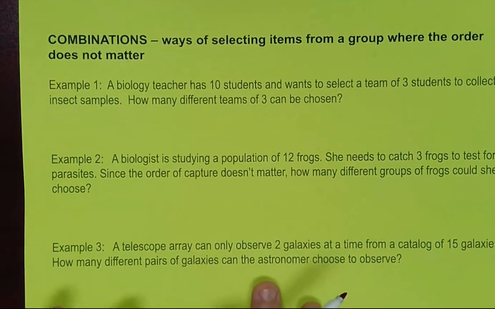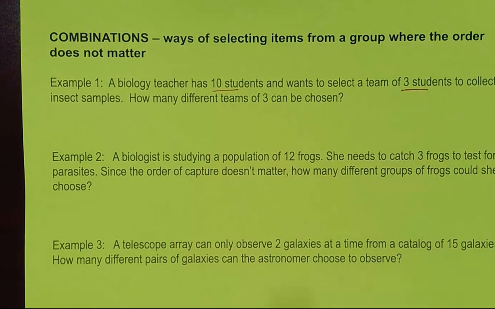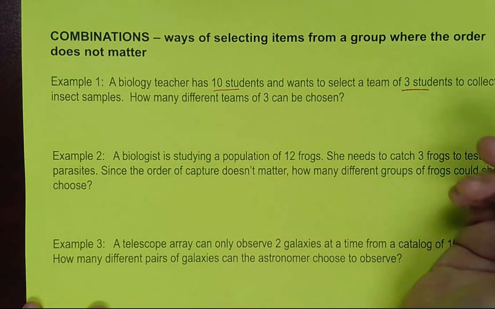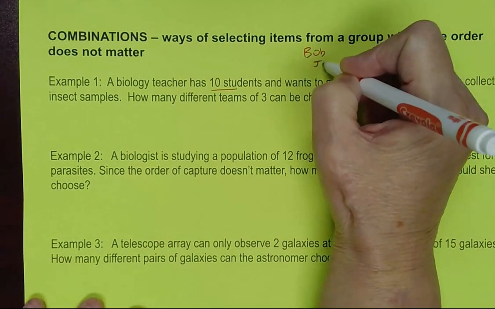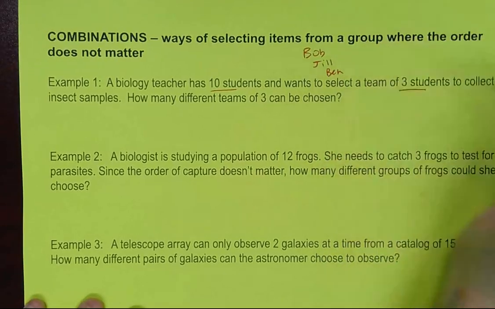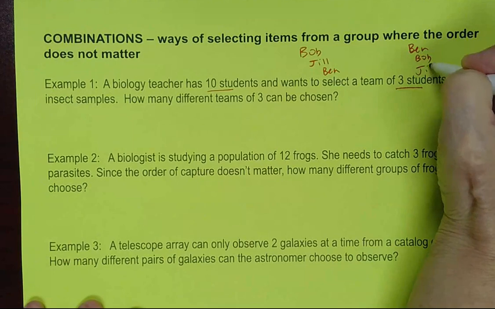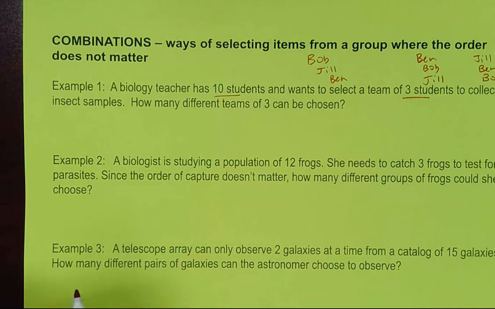And so I have a biology teacher with 10 students, and she wants to select a team of 3 students to collect insect samples. How many different teams could be chosen? And here's how order doesn't matter. When I think about different teams or different groupings, if I say Bob, Jill, and Ben, that's the same group as Ben, Bob, and Jill. And it's the same group as Jill, Ben, and Bob. So that group of 3 is the same group no matter what order I put their names in.